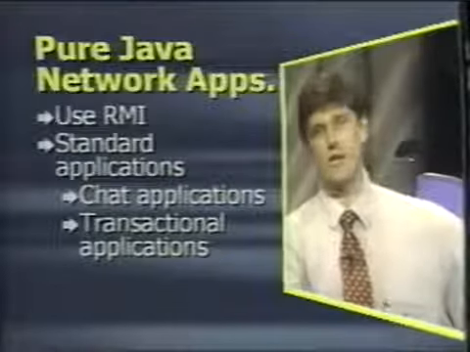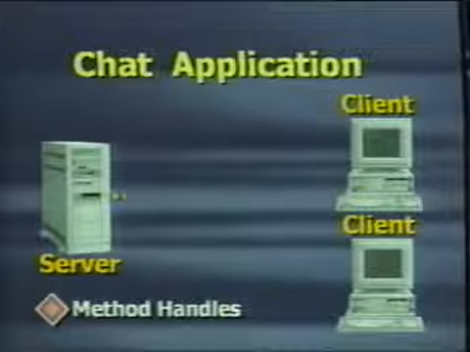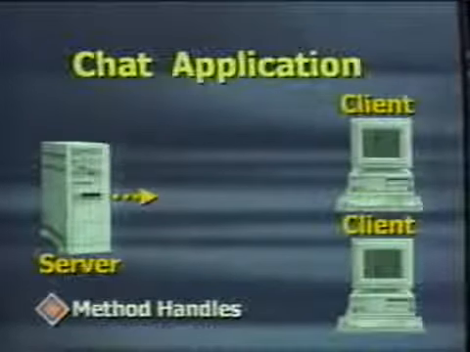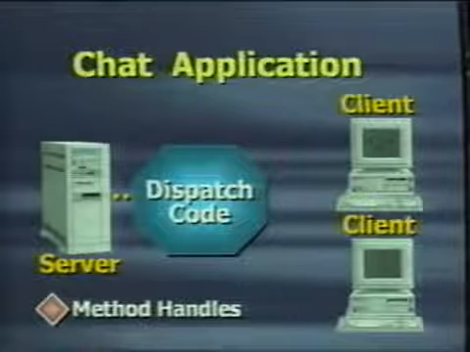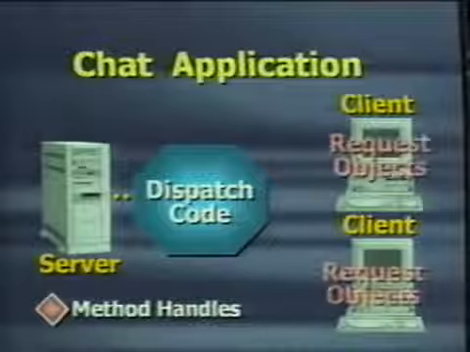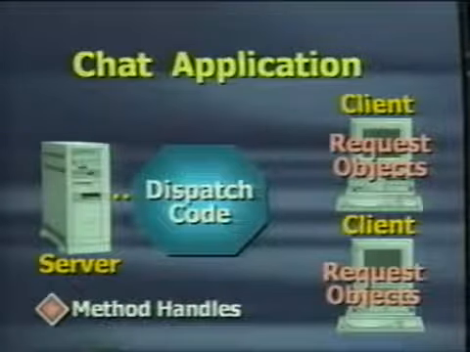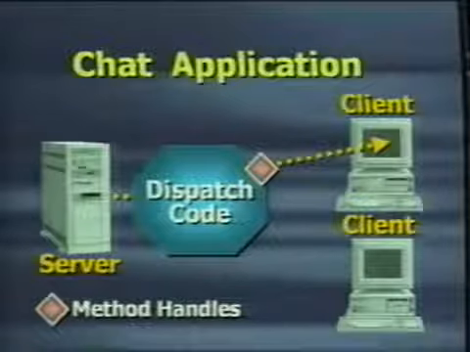Well, let's look at a diagram of a simple chat application. First of all, we have the server that is hosting a distributed application or distributed object. Here it's our dispatch object. Now, this dispatch object is responsible for taking requests from clients that connect to it and distributing this information that it gets from the clients to other clients.